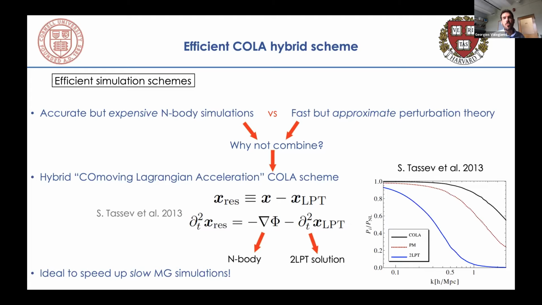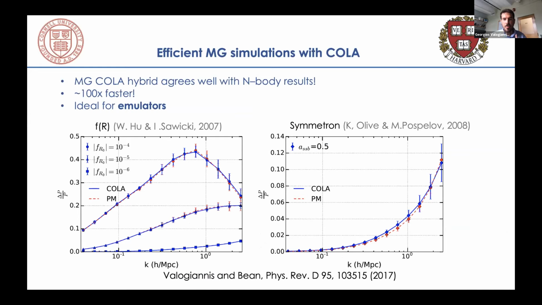And this deal sounds like exactly what we need in the case of these modified gravity models, exactly because of the fact that they make simulations so challenging. This is exactly what we did together with my advisor, Rachel Bean, in our 2017 paper, where we essentially expanded this method by taking the necessary phenomenology into account in order to support predictions for these beyond GR scenarios. And the result turned out to work great.